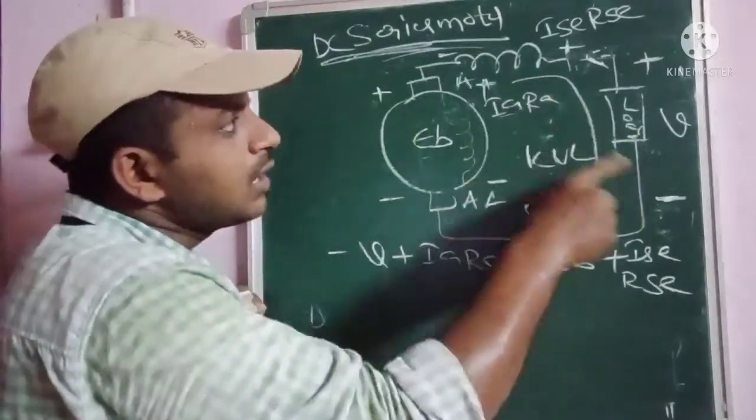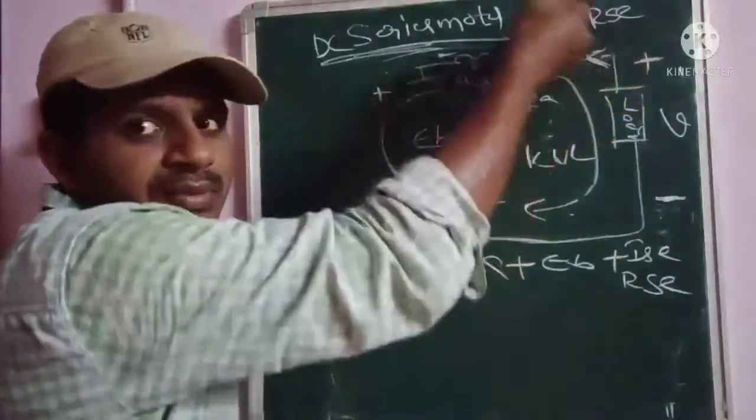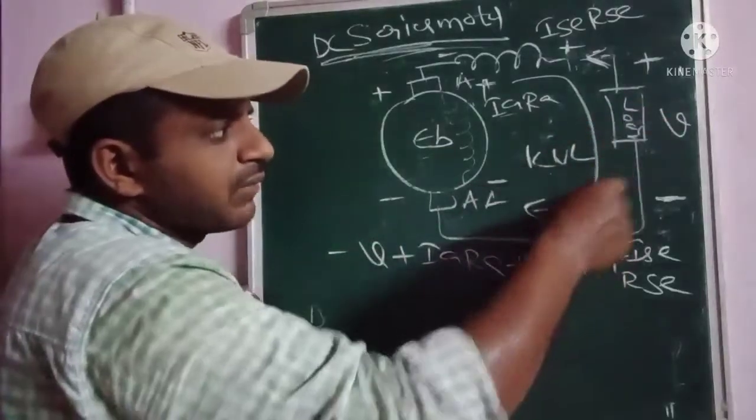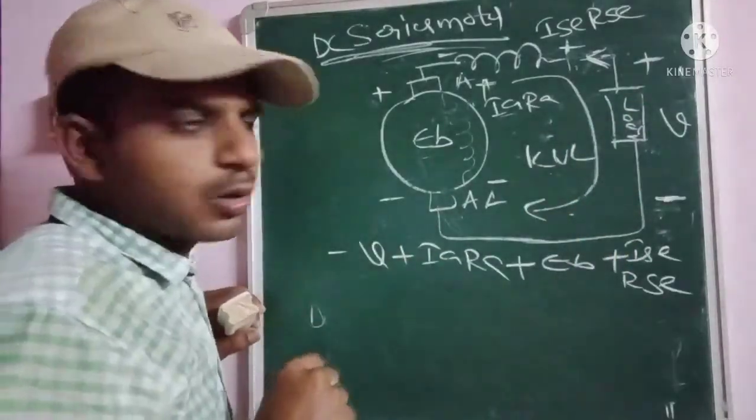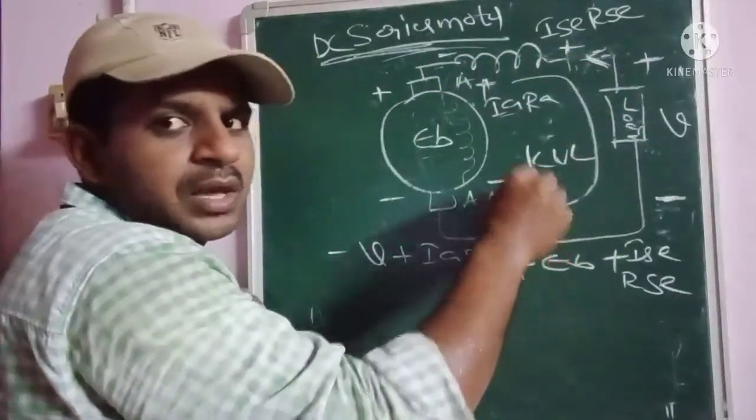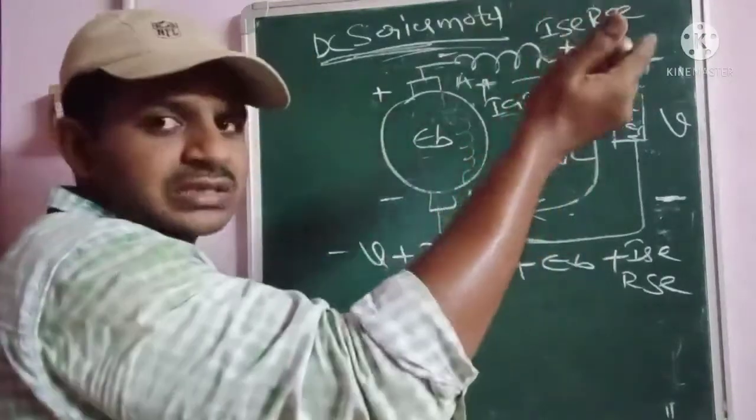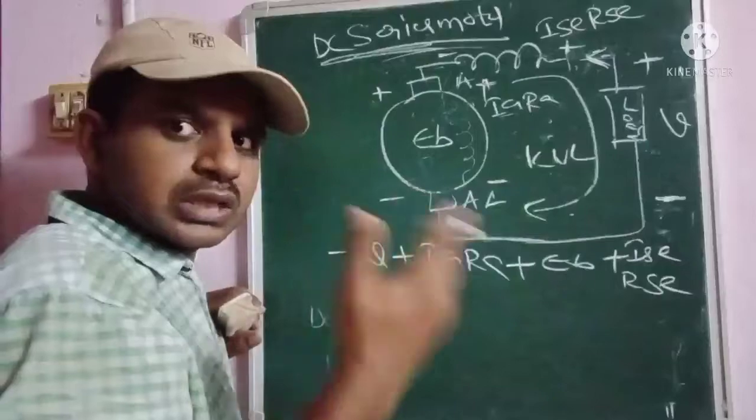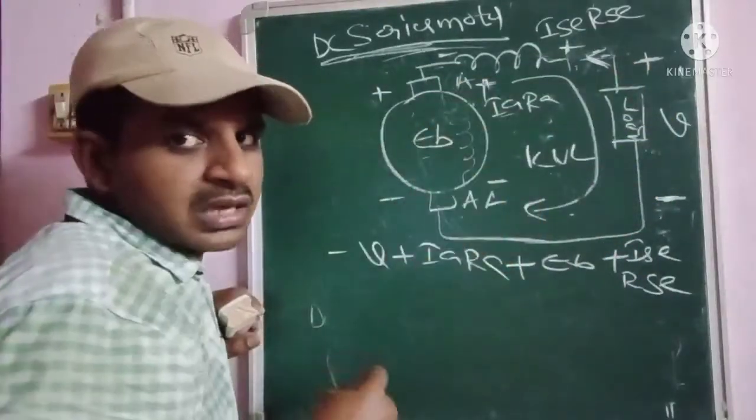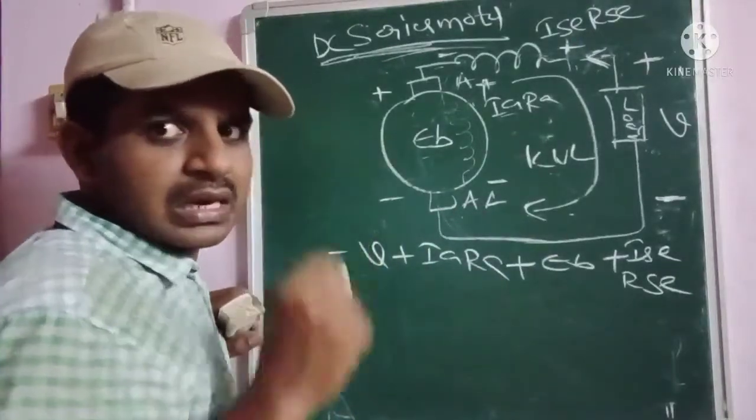Here the current notation is already indicated, showing how current flows through the entire circuit. But when we apply KVL, you may have some doubt: the current direction is indicated like this, but how do we take the loop direction? Any direction can be chosen, like this path or like this path, and finally you get the same answer. If you want, you can check once again.